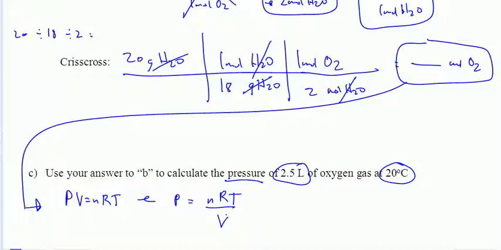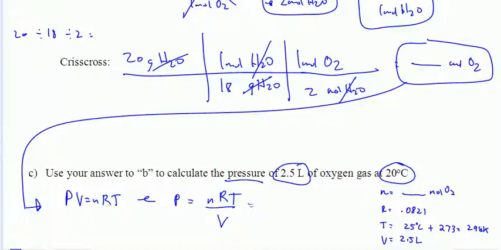So let's list everything out over here first. n is what we solved for, moles of O2. R is the ideal gas constant, 0.0821. T equals 25 degrees Celsius plus 273, which equals 293 plus 5, 298 Kelvin. Always convert your temperatures to Kelvin. And volume is 2.5 liters.